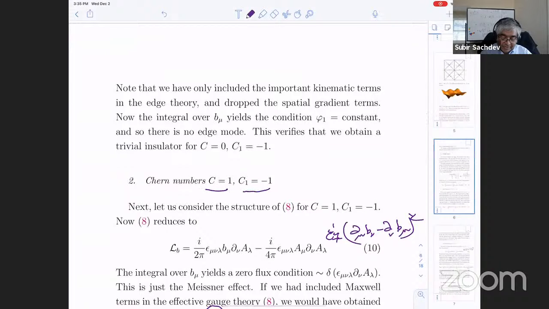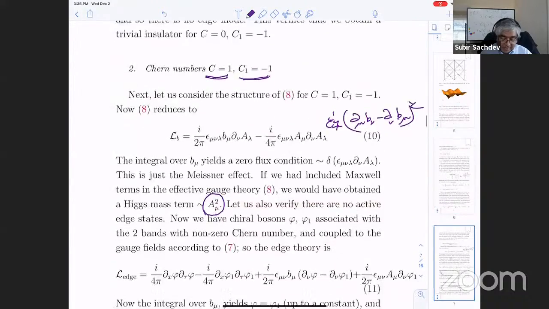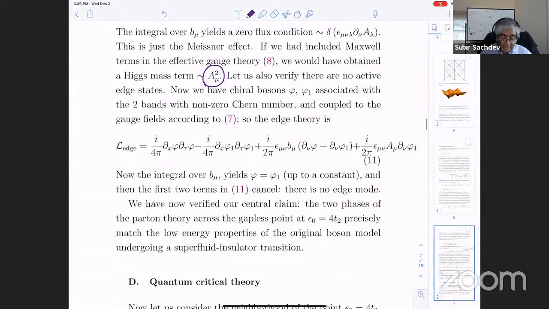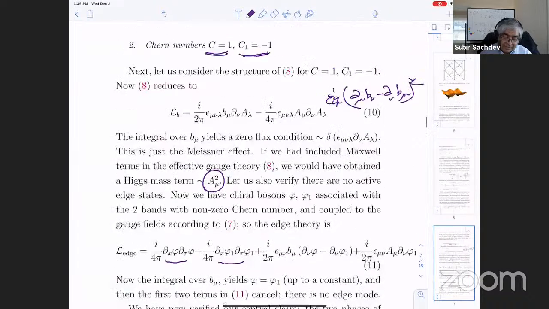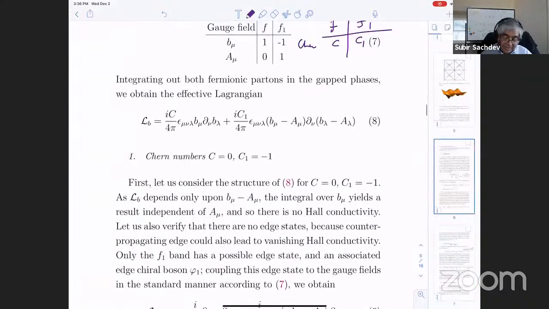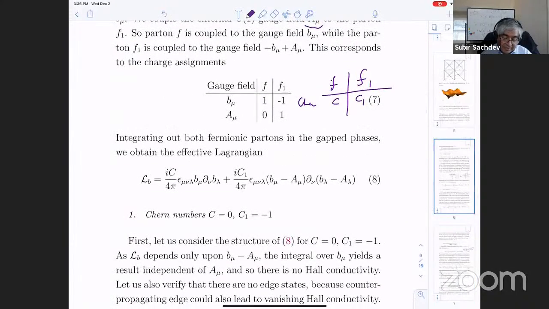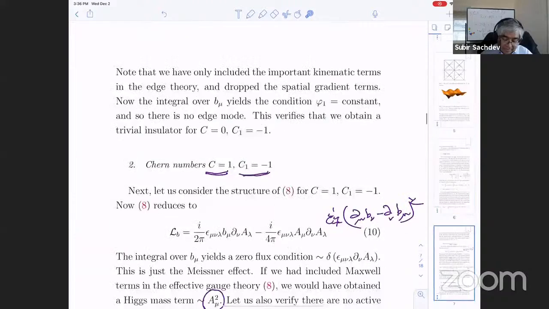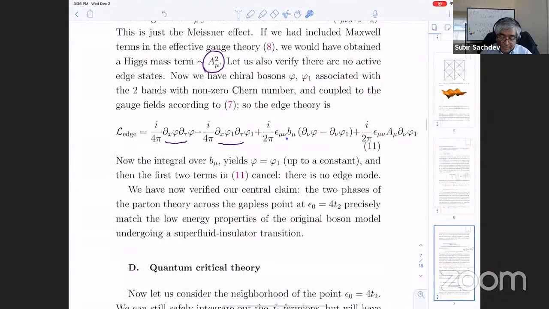I have 2 edge states, an edge state for the first band and an edge state for the second band. So I have 2 chiral bosons, one with Chern number +1, one with Chern number -1. And then based on these gate charges here, I also have to couple these chiral bosons to the gauge fields. So based on this 1, -1, and 1, I will get these terms. So B mu couples to D mu phi, that's D mu phi 1, and A mu couples to phi 1.